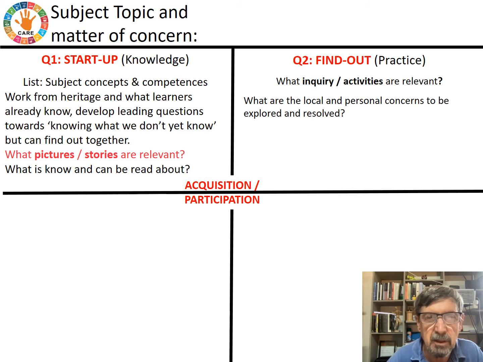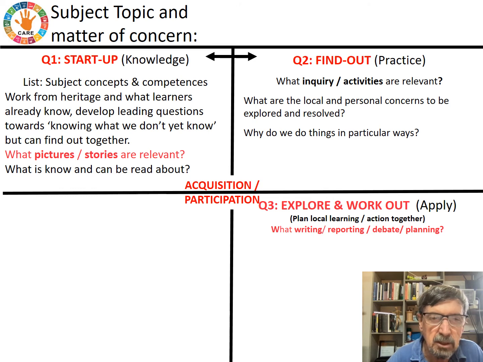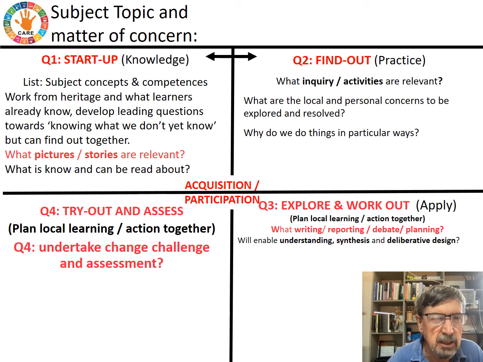And then the practice component, the finding out. We might even start with an activity here and move back to the knowledge, but these sort of inquiry and activities can be then specified. Why do we do things in particular ways? And then onto the exploring of how to work out and apply the knowledge that's been found out, and looking at local planning and action together. This is where writing support, reporting, debating, and planning forward comes in to enable understanding, synthesis, and deliberative design of possible alternatives, and then trying out ideas and assessing the ideas in the field, planning local learning actions together to undertake change challenges and assessing these change challenges.